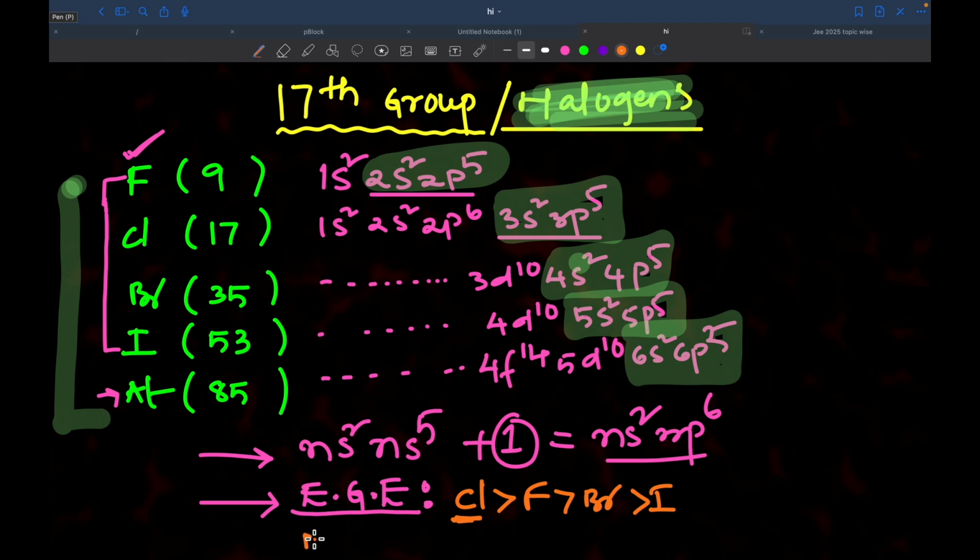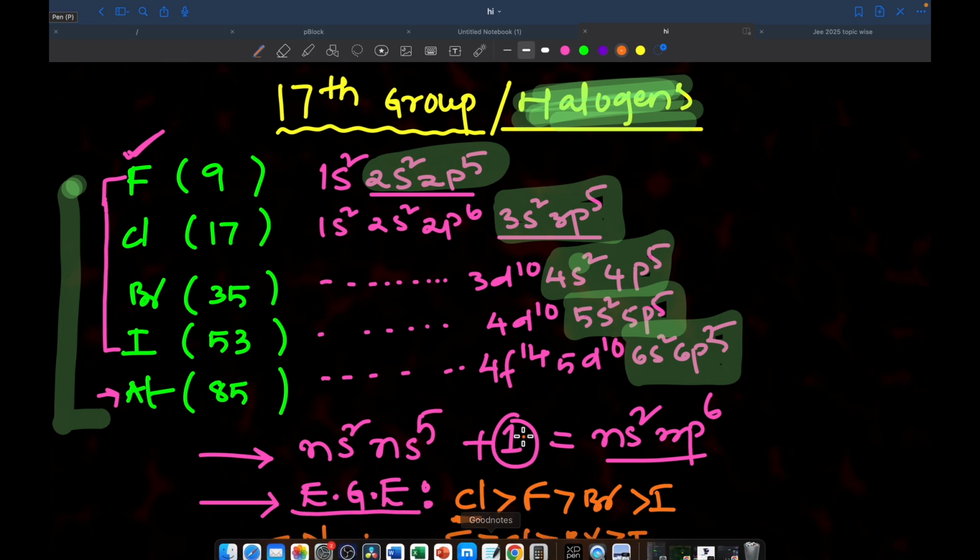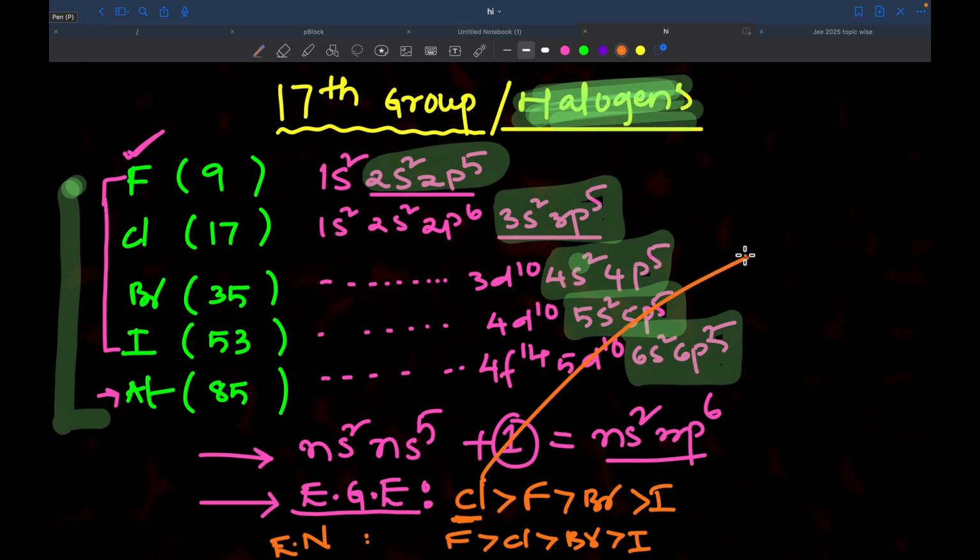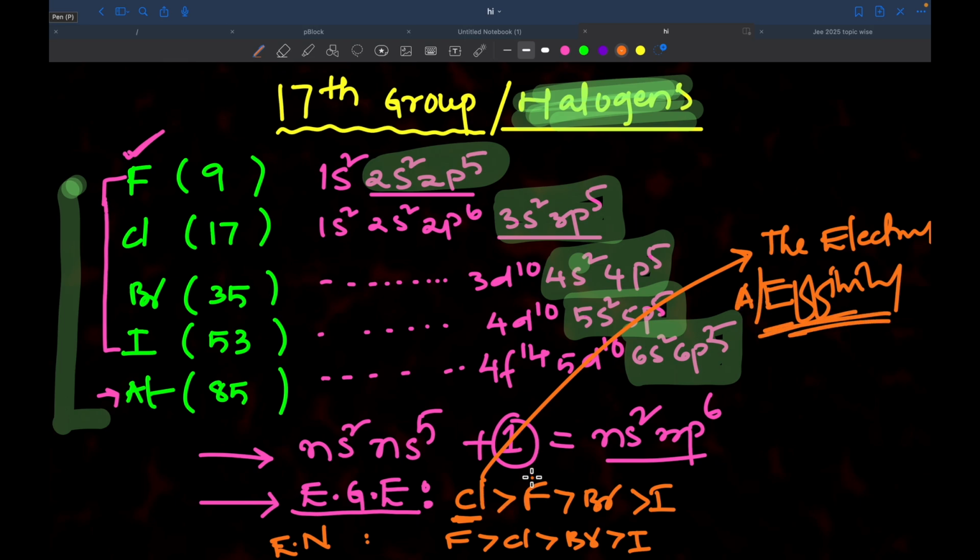And one more thing, you should know electronegativity. What should be the order of electronegativity? Fluorine greater than chlorine greater than bromine greater than iodine. So this is the electronegativity. Chlorine is the element with the most electron affinity. So this is very reactive.